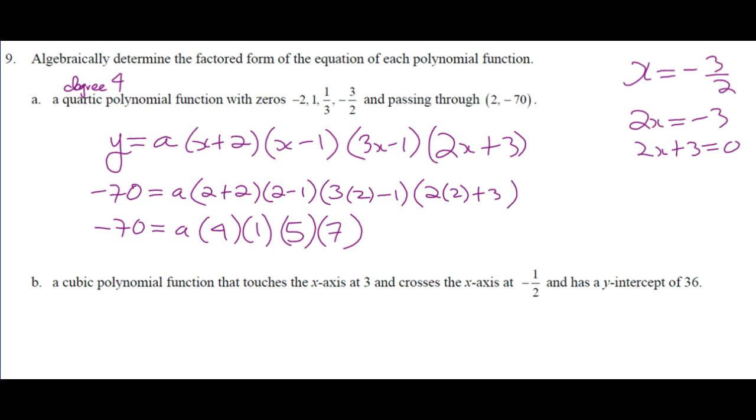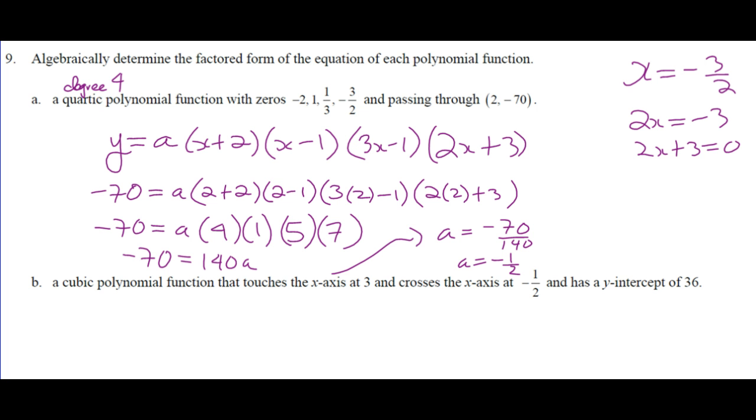Okay, so we'll just evaluate each of those guys, right? So 4 times 5 is 20 times 7 is 140. So then negative 70 is equal to 140a. Now at this point somebody's going to write a negative 2 and get it wrong. Okay? And then they'll get it back and they'll go, oh, how did I do that? Okay, so then a is equal to negative 70 over 140. A is equal to negative 1/2.